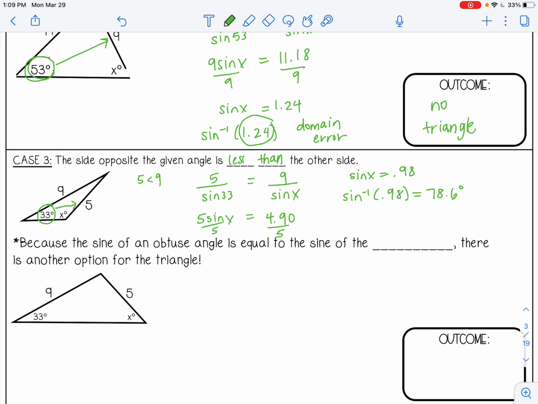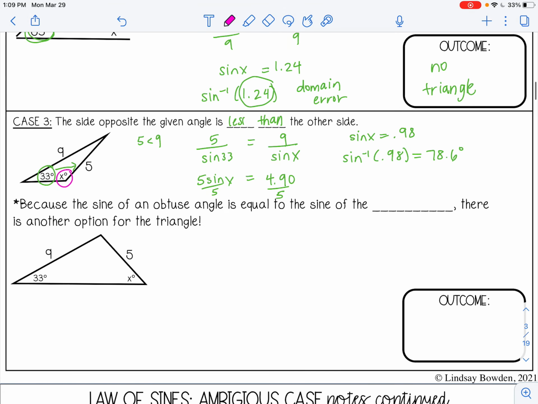But if you look at the picture over here, the diagram, this is obviously an obtuse angle greater than 90, so it can't be 78.6 degrees with that picture. Now, if you look at the triangle below, this could be 78.6, and it actually is. So let's talk about why. The sine of an obtuse angle is equal to the sine of the supplement of that angle, meaning whatever angle adds up to 180. There is another option for the triangle. So actually, given this angle 33 degrees and those two side lengths, two triangles can be formed, not just one.